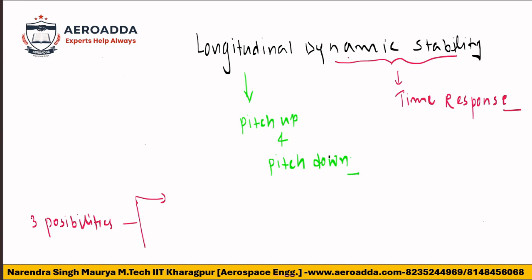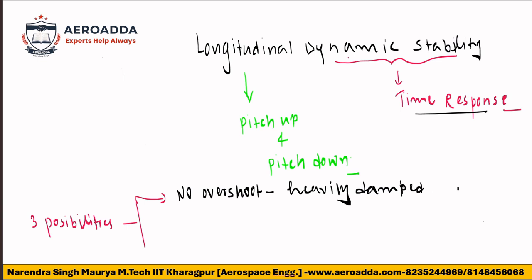After the disturbance, the aircraft will respond, the time response, and in that time period the aircraft may have no overshoot. I will write one by one, then I will explain. No overshoot. That means it is also called heavily damped. Heavily damped is also sometimes called dead beat. Please remember, dead beat. I will show the graph also more clearly. That is the one possibility.